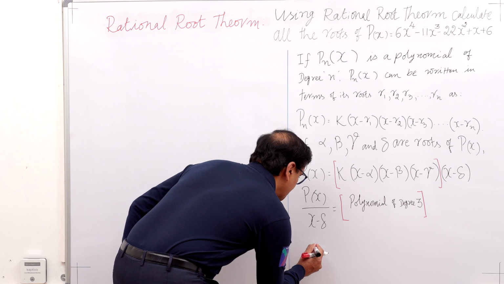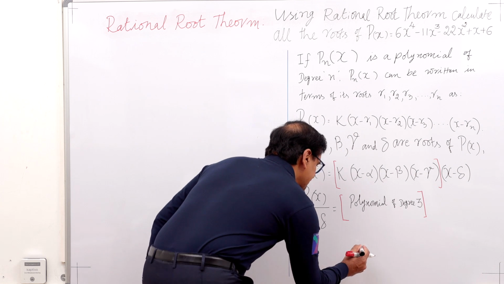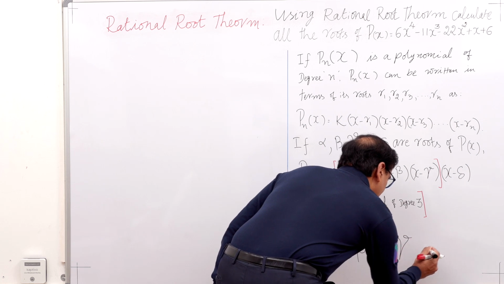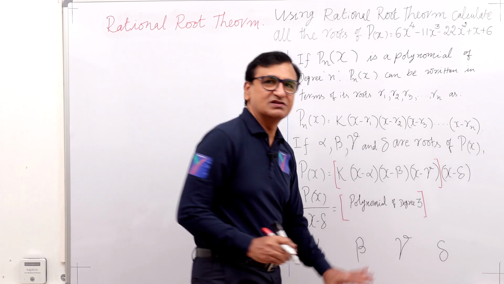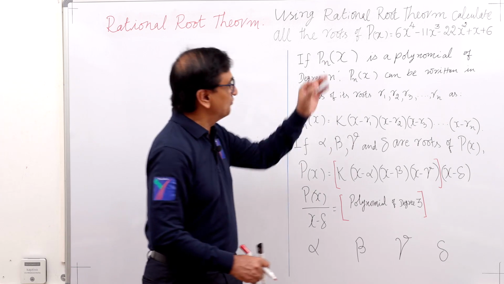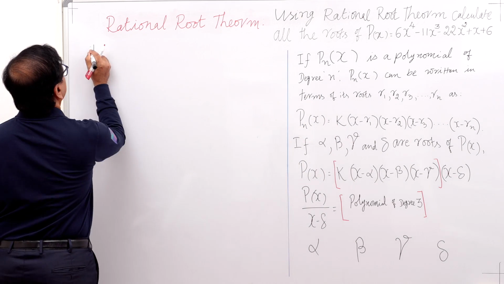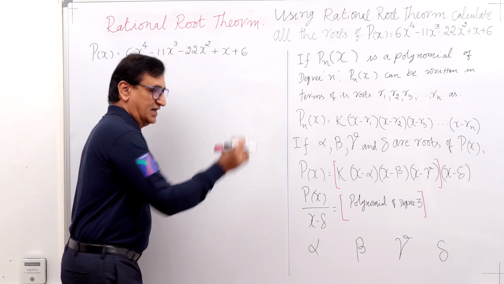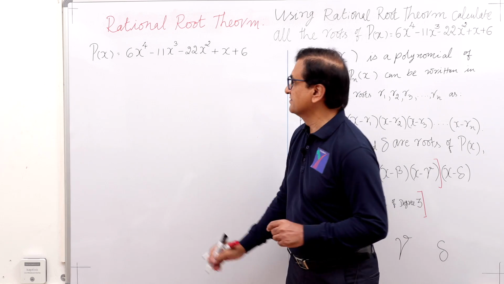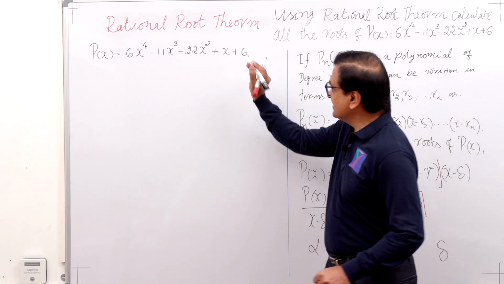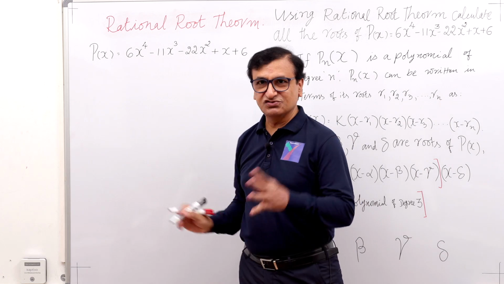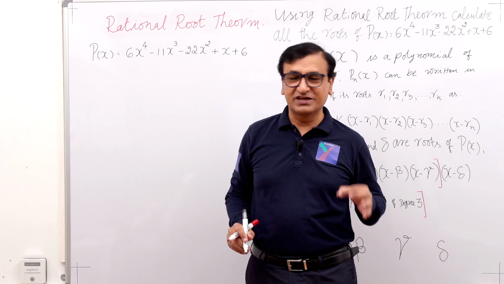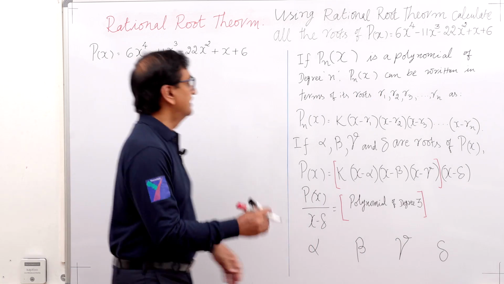Let me list out our roots here: alpha, beta, gamma, and delta. Keep this in mind. Let's return to the original question. Okay, let us apply the rational root theorem here. We have this polynomial. A0 is 6 and An is also 6. Next, I want to calculate all possible rational roots, that is p divided by q, for this polynomial. Okay, let's do that.